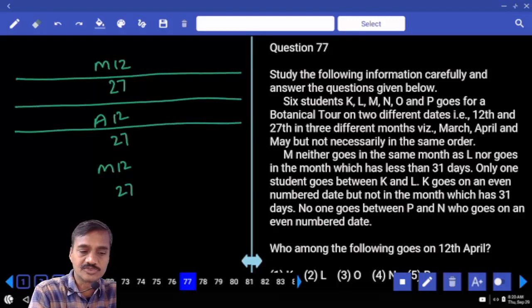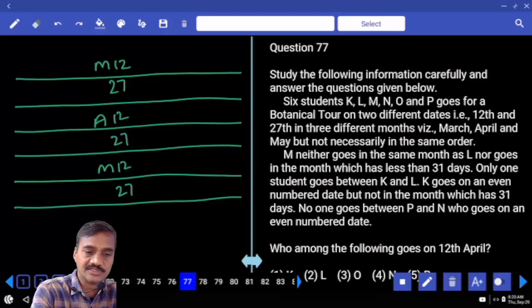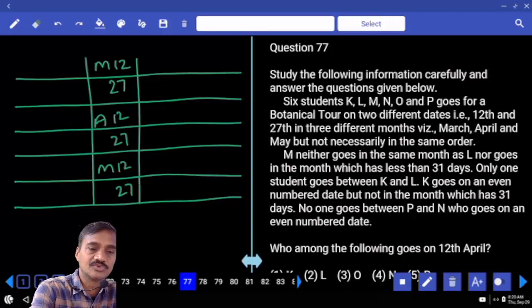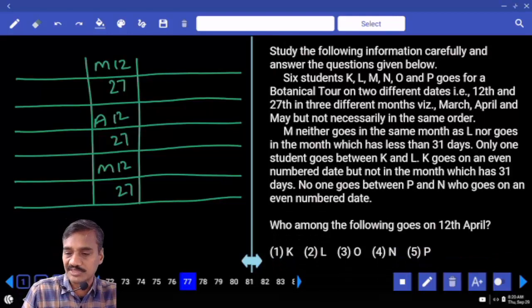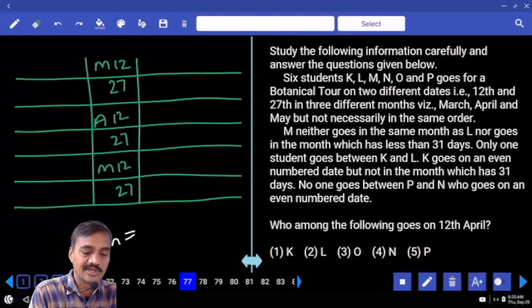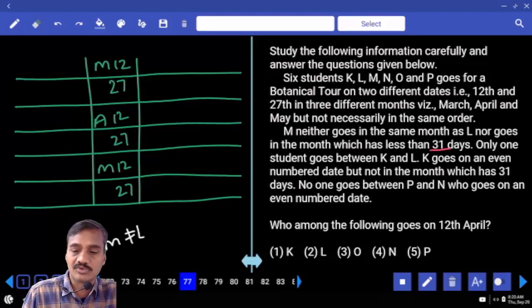Now it must be under first priority because only 3 months and 2 dates were given. The next one, M neither goes in the same month as L. That means M and L are not going in the same month, nor does M go in a month which has less than 31 days. That means M is not going in the month which has less than 31 days, and that means M is going in the month which has 30 days.